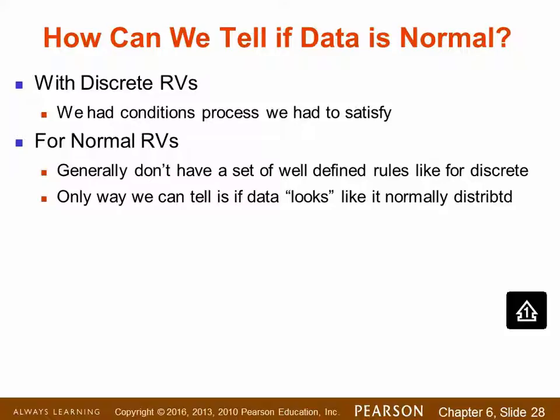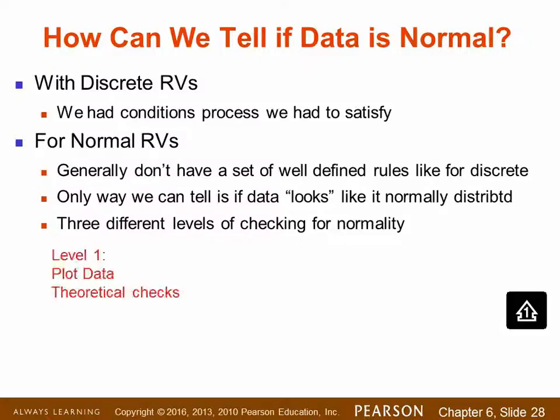The book gives you some different ways of doing it. There are 3 different levels of testing for normality. Think of these as kind of like fishing nets. The first is a net that has really big holes. That's going to catch the things that are definitely not normal. So with this first net, we just plot the data and do a few theoretical checks. The book discusses these too. I'm not going to go into all the theoretical checks, only 3. This is the lowest level, and we're going to talk about what we're looking for here.